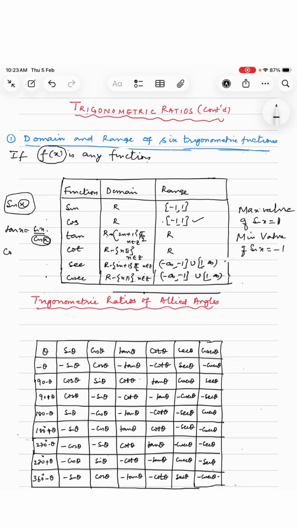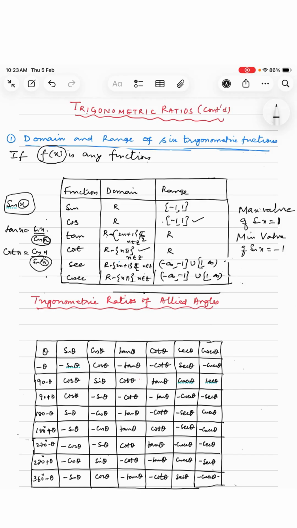Similarly, when it is the cot function, it is cos x by sin x. And again, x cannot take multiples of pi in the cot function, because sin x becomes 0 and cot x will be undefined. Therefore, in the domain of cot x, if you observe, it is all real numbers excluding multiples of pi, n belongs to Z. Range is R.